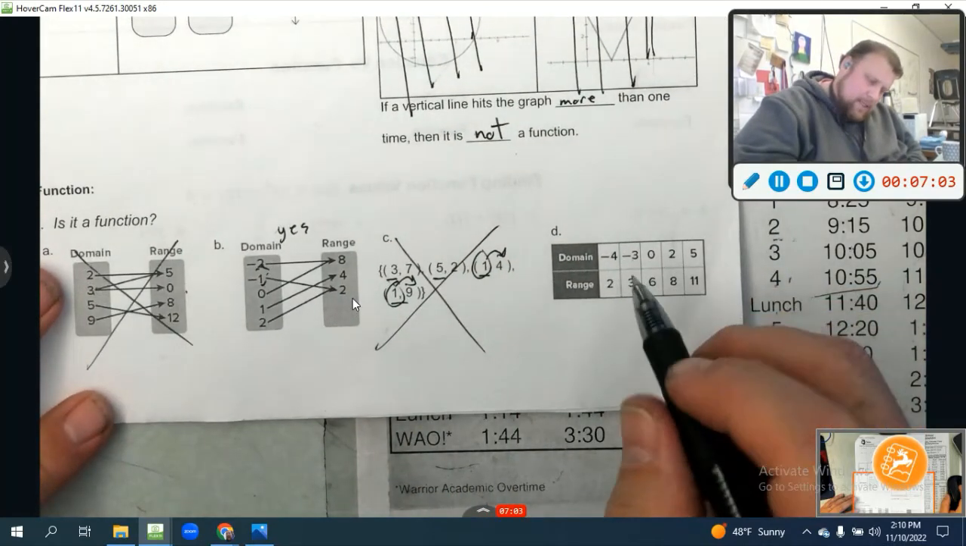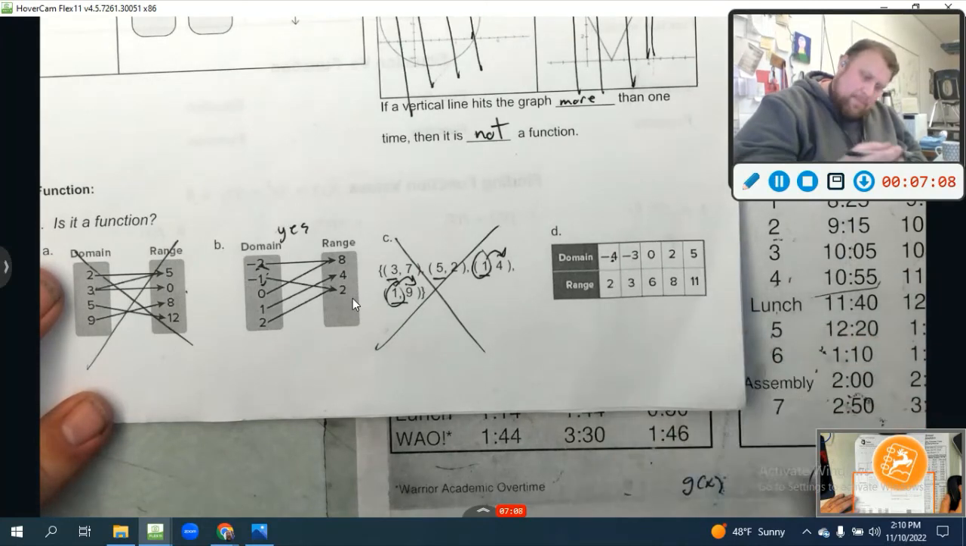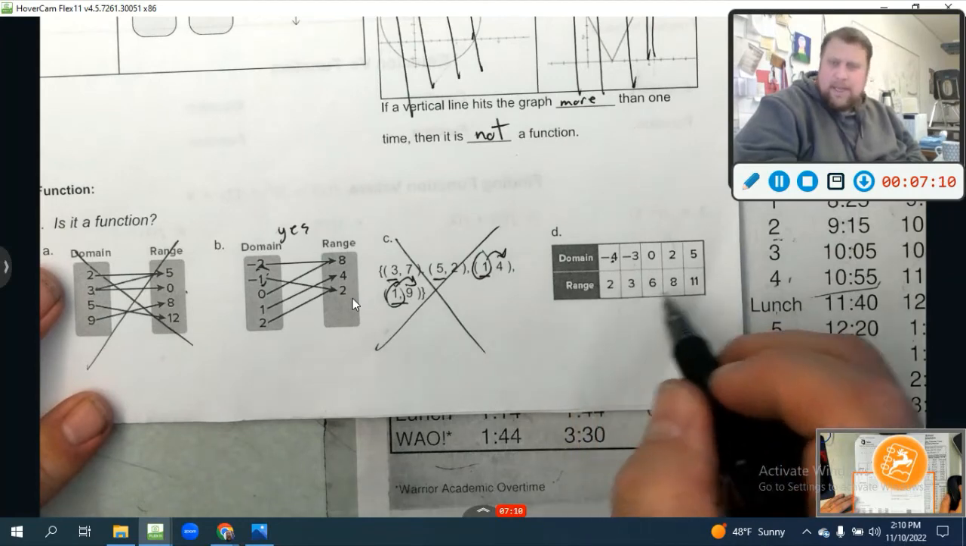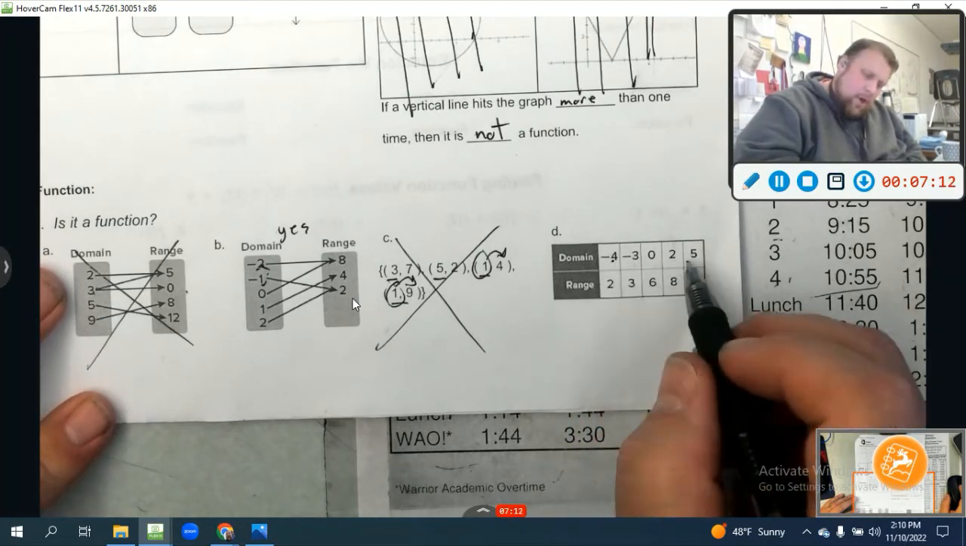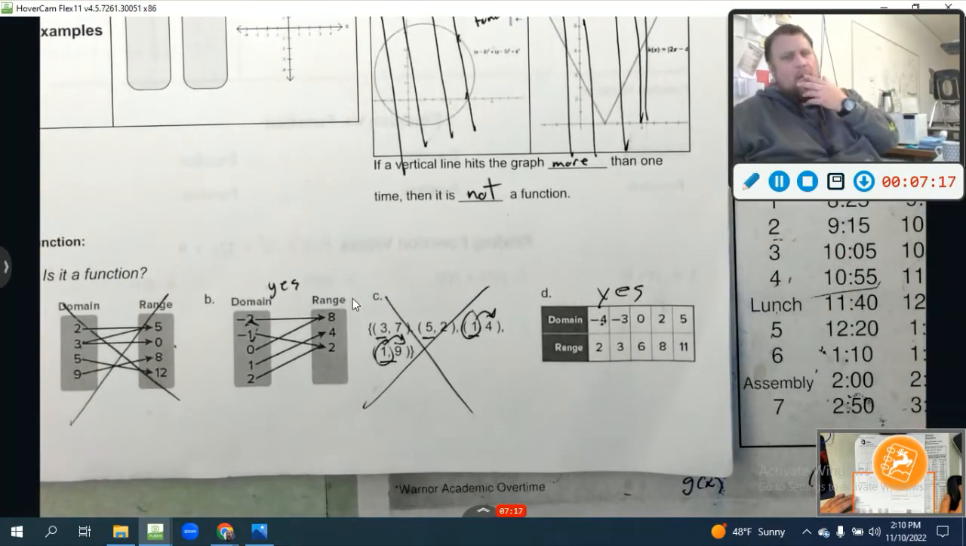Last but not least, let's look. Are there any repeat x's? Remember, domain is x. No repeats. Boom. Since there's no repeat x's, doesn't matter what the y's are. No repeat x's means yes, it is a function. See how nice that is, guys? Okay.